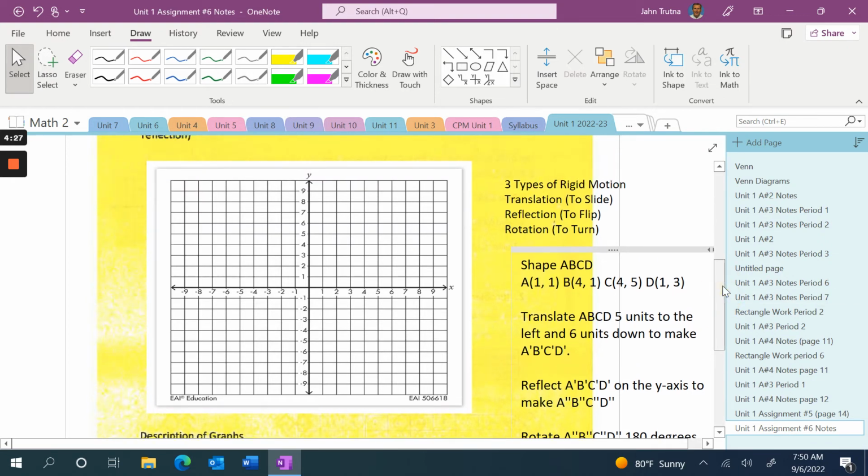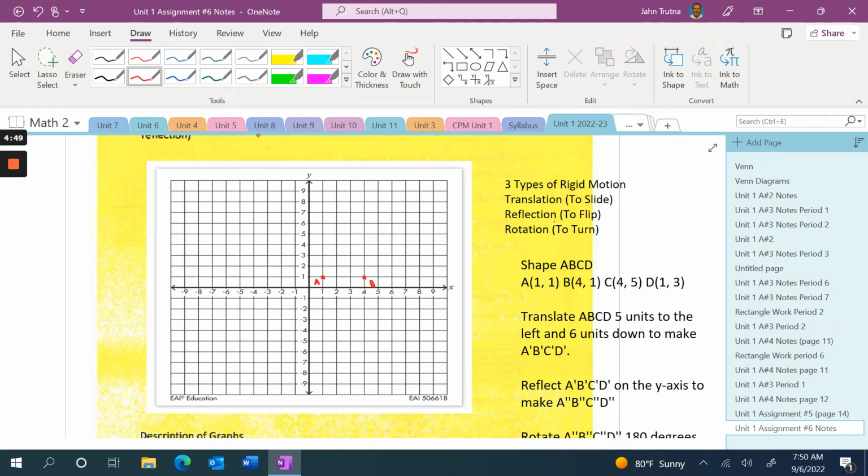So let's start at the top right here. We're going to take shape ABCD. So let's go ahead and graph shape ABCD. So A is over 1, up 1. There's A. B is over 4, up 1. Put a point there, and that's B. And you should be doing this on your own graph paper.